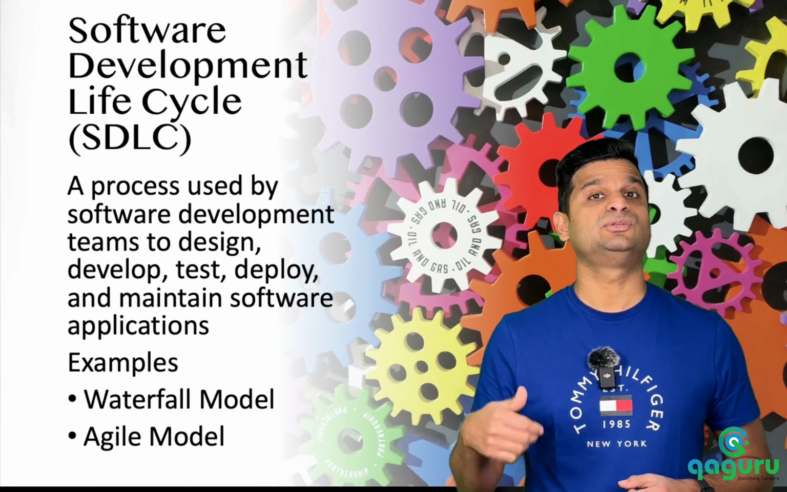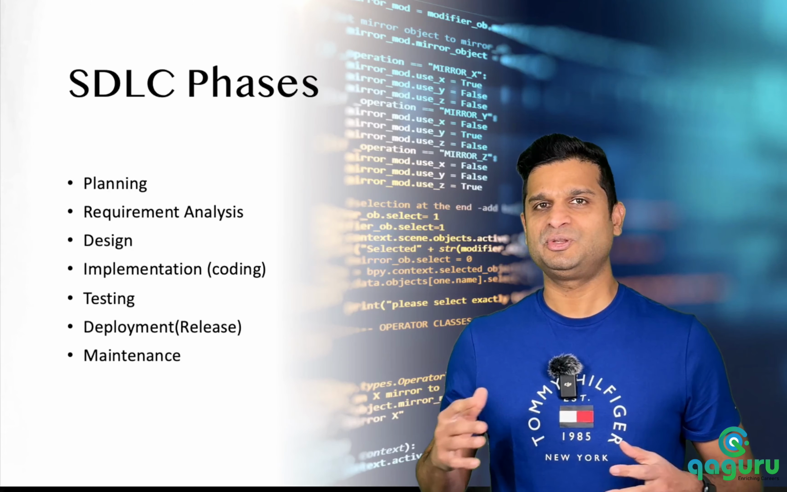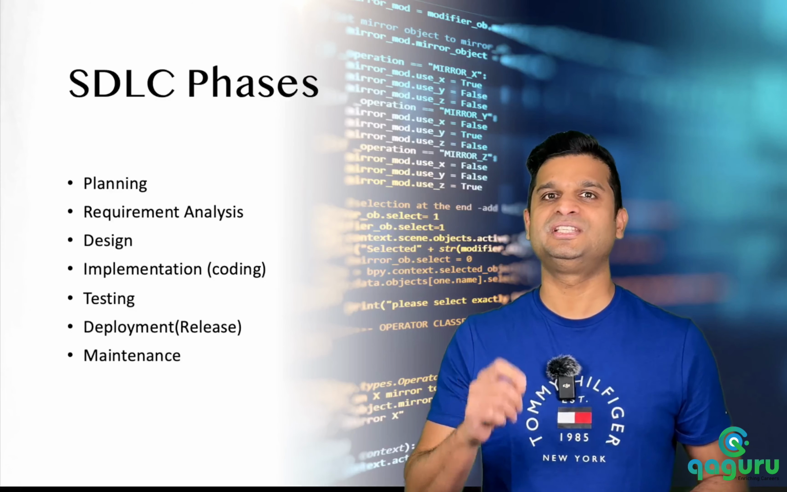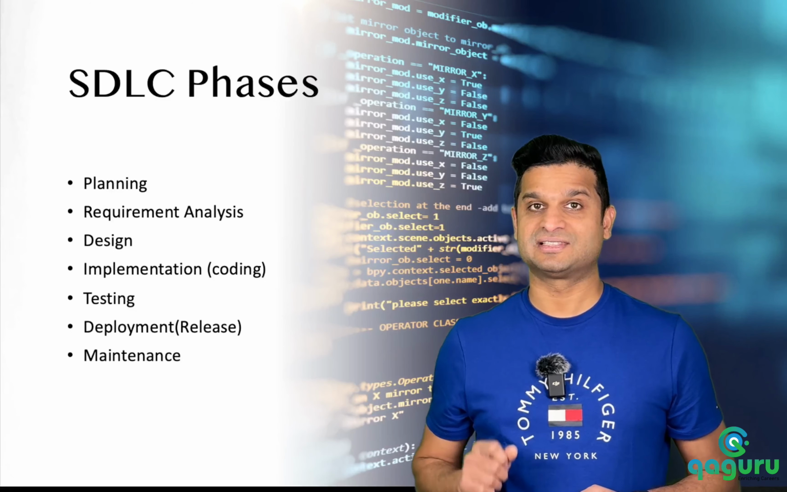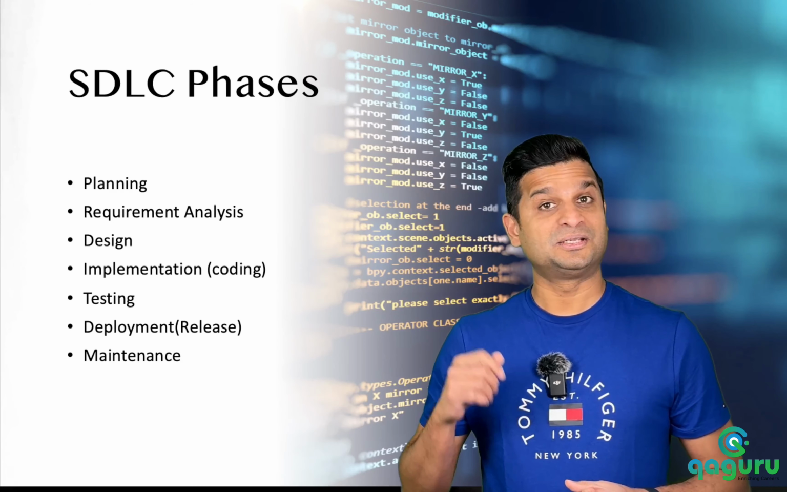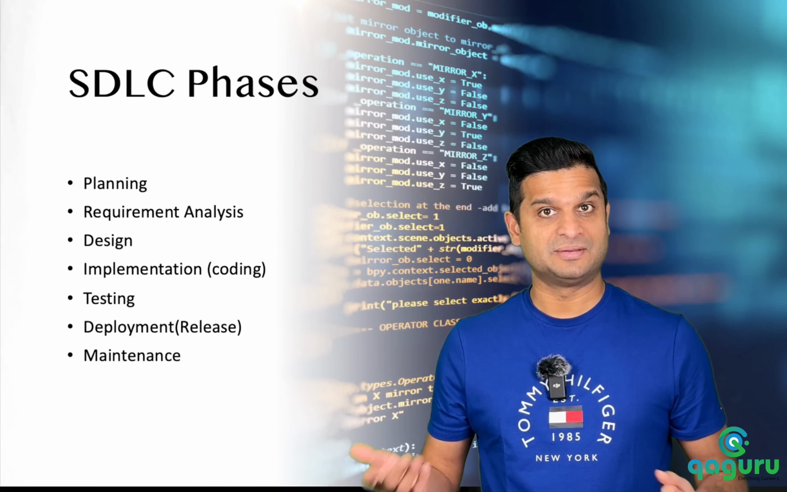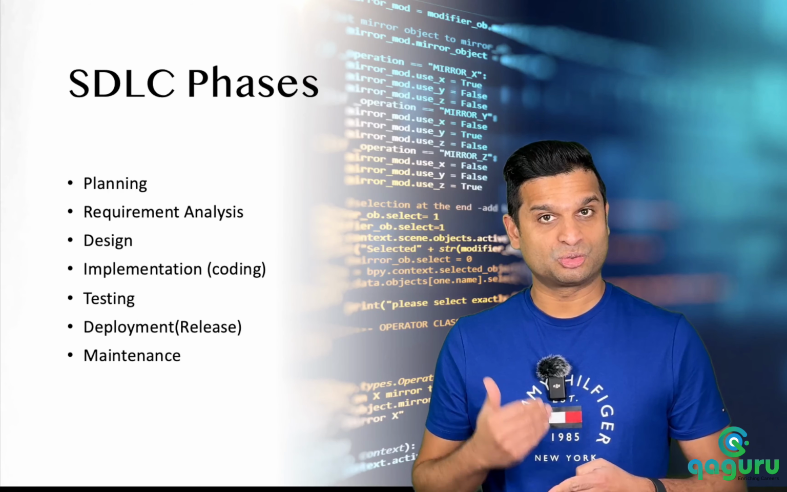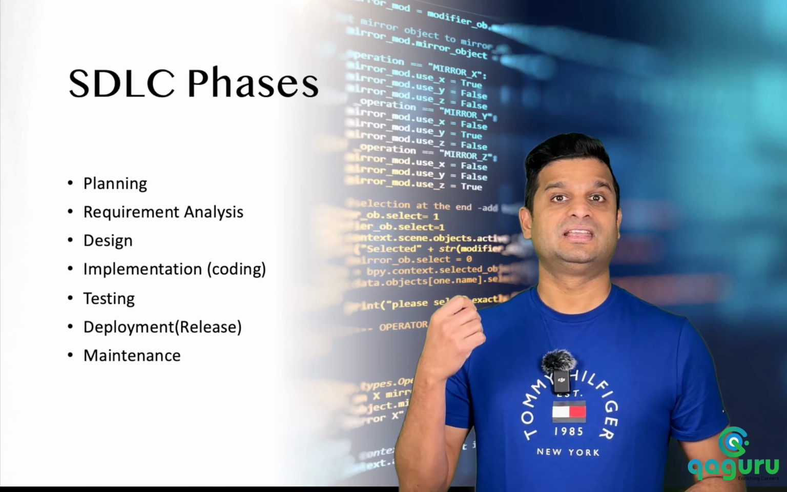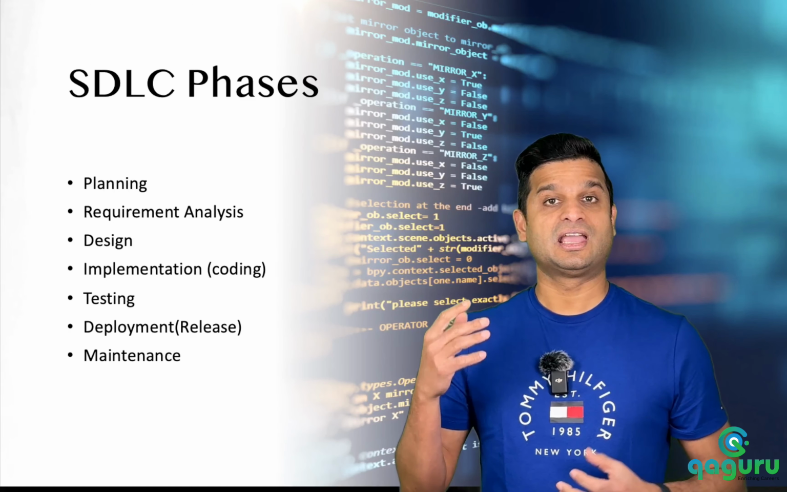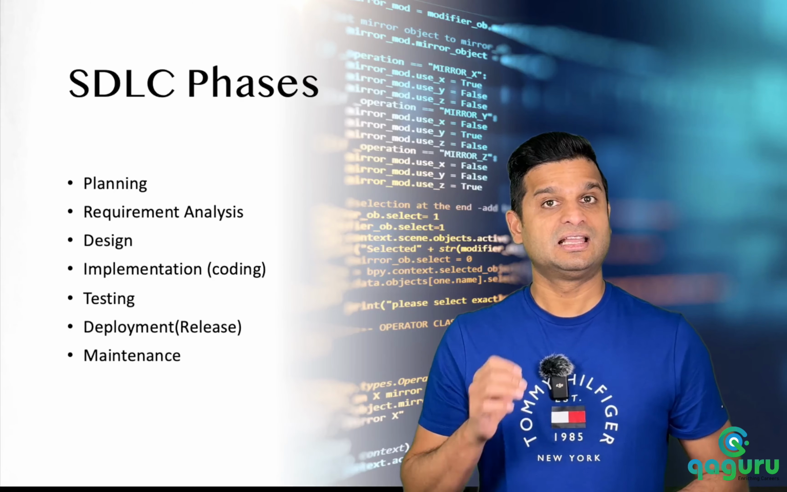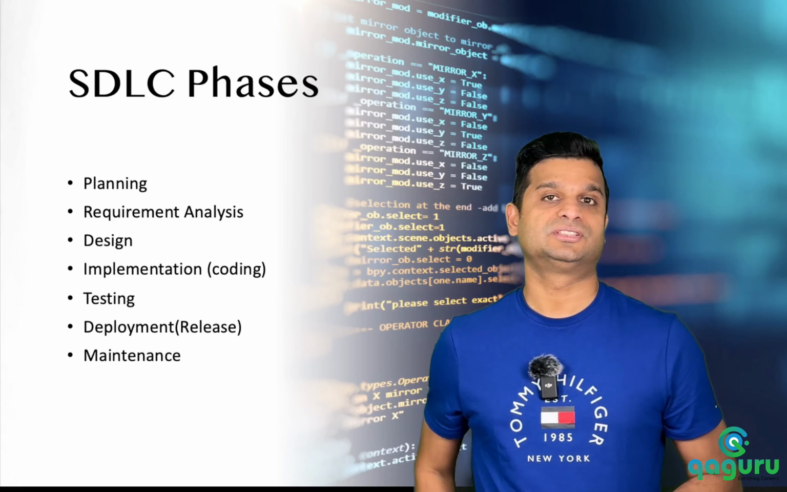flexibility and iterative approach. When you build a software application, your team undergoes different phases like planning, requirements analysis, design, implementation or coding, testing, deployment or release, and finally maintenance. Let's dig into each one of these.